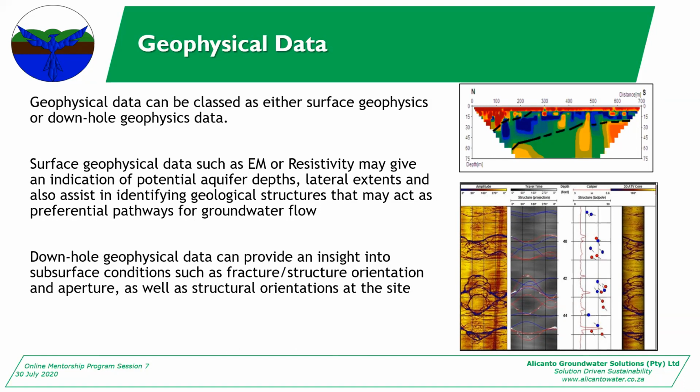Your surface data will give you an indication of your potential aquifer depths, and also any geological structures that will act either as a preferential pathway or a barrier to groundwater flow, such as your dikes and sills, big fracture zones, etc. And like I said, downhole geophysics can give you an insight into subsurface conditions, such as your fracture orientation, the aperture of your fractures, how big the fractures are, and then also your general structural orientations at the site.